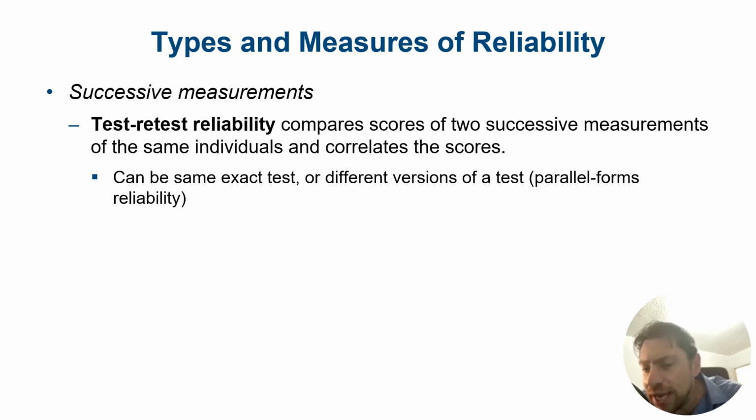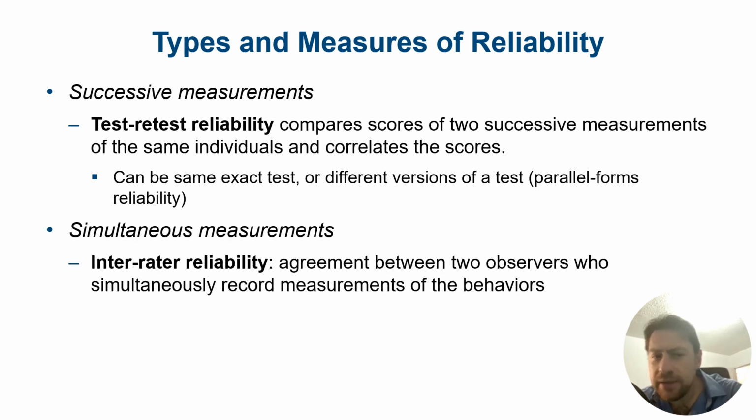So again, if we use IQ as our example, imagine you take a group of people and you give them an IQ test on Monday, then another one on Friday, and you just correlate those two scores. If you have a high correlation between the two testing sessions, that would be high test-retest reliability. Now, sometimes you use the exact same test at both measurements, or sometimes you can use a slightly different version of the same test, which is called parallel forms reliability.